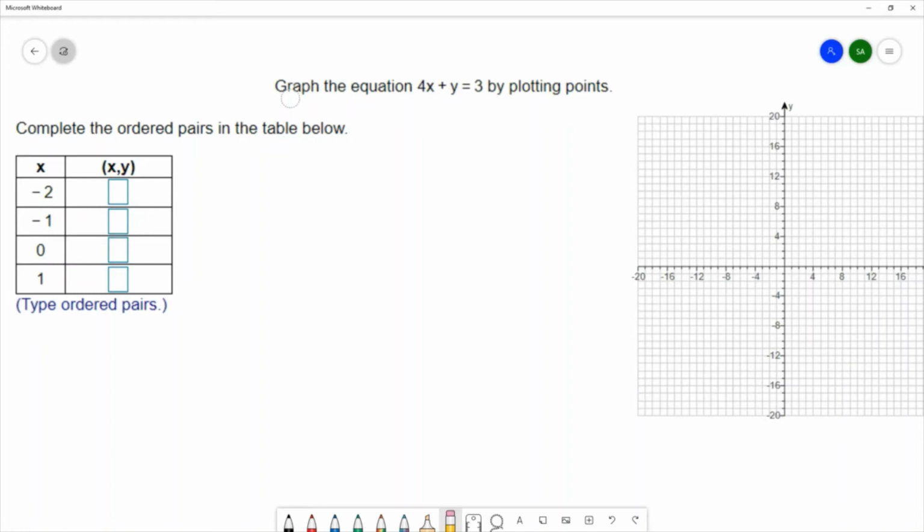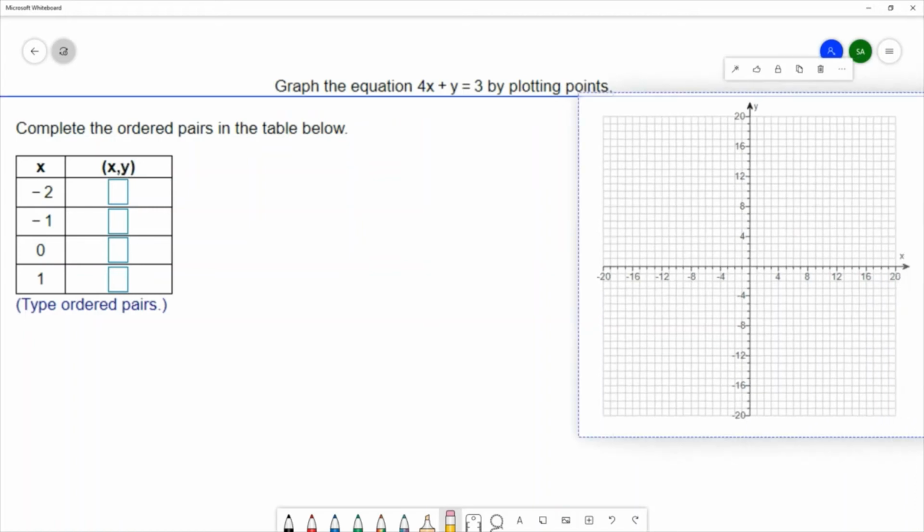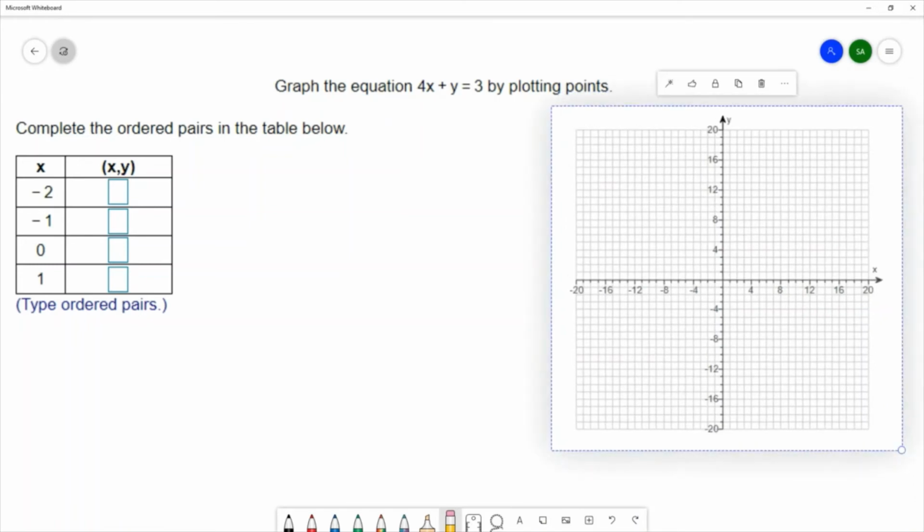This question says graph the equation 4x plus y equals 3 by plotting points. We're going to complete the ordered pairs in the table below. So we're given the x coordinates. We need to find the y coordinates to be able to complete the table. And then we'll use those points to graph the equation.